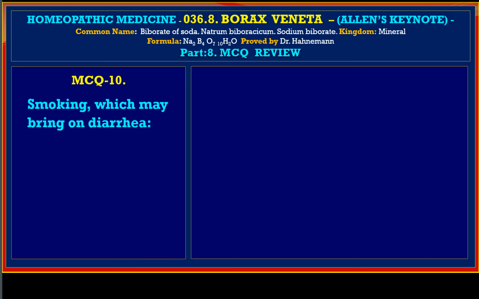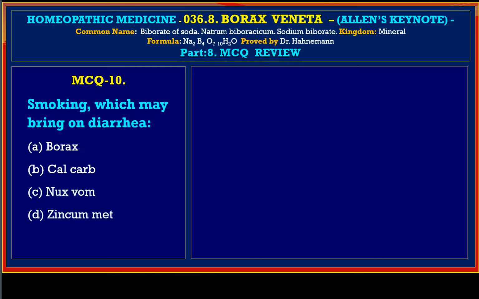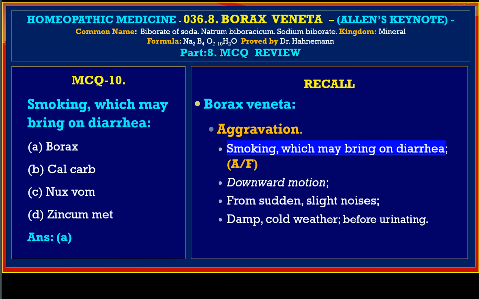We go to MCQ 10. Smoking which may bring on diarrhea. We have variables A Borax, B Calcarea carb, C Nux vomica, and D Zincum metallicum. The answer is A, Borax. Let us recall Borax Veneta, aggravation. Smoking which may bring on diarrhea is the symptom which is present here in Borax Veneta. So the choice A is a correct choice, and the reference is from Allen's Keynote.